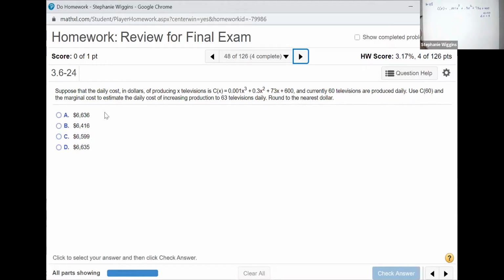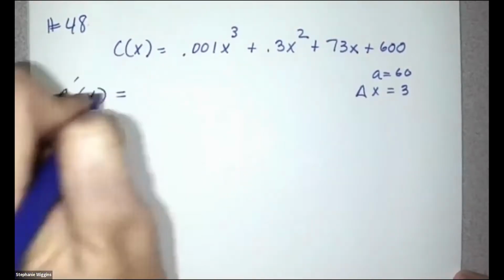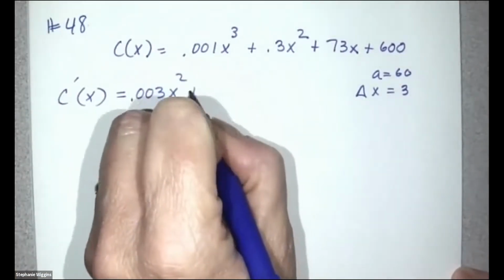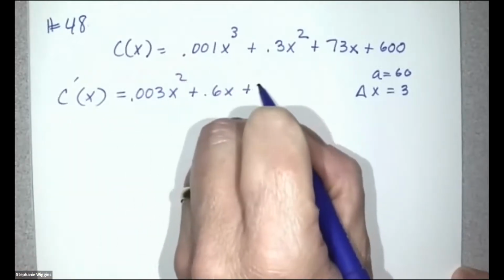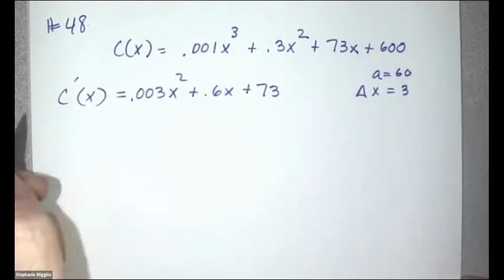Now, what is it asking us? Estimate the daily cost. So the previous problem we did, it said estimate the change, in that case in profit. But here they're actually asking to estimate the daily cost. So we are going to be adding those two numbers together. First step is to calculate the derivative. Then you're going to evaluate your function at 60.